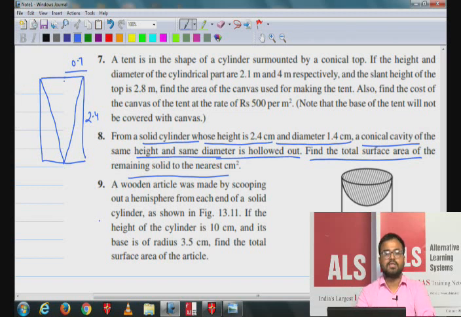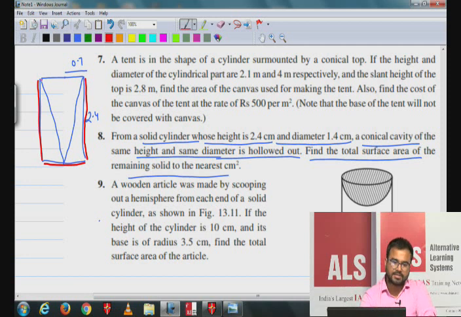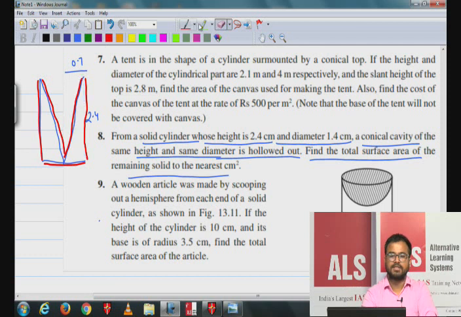So the total surface area will contain 2-3 things like this one. In the total surface area, we will cover this outer region, which is the curved surface area of the cylinder, plus the bottom. In the bottom there will be a circle since it is a solid cylinder, and the inner region of this cone, since it has been carved out. So basically this part is not there now. So it is like this.